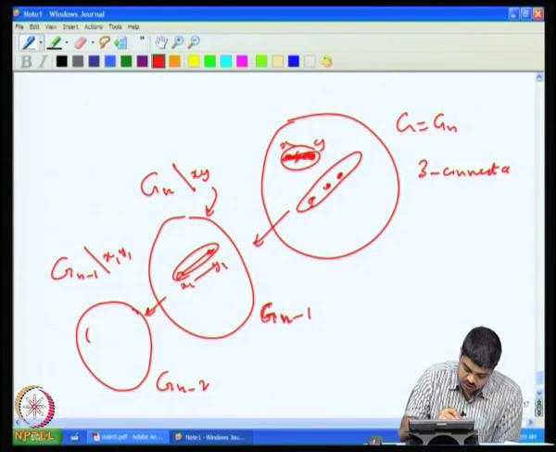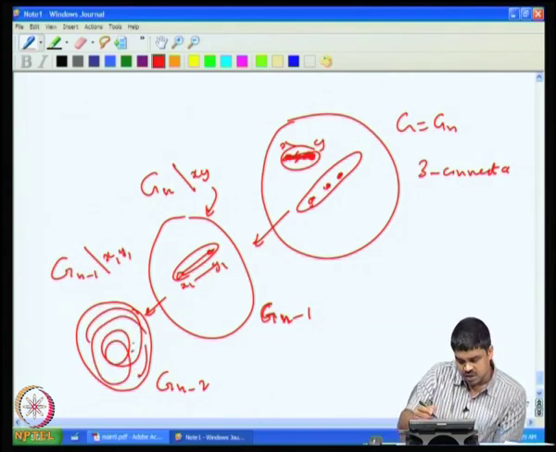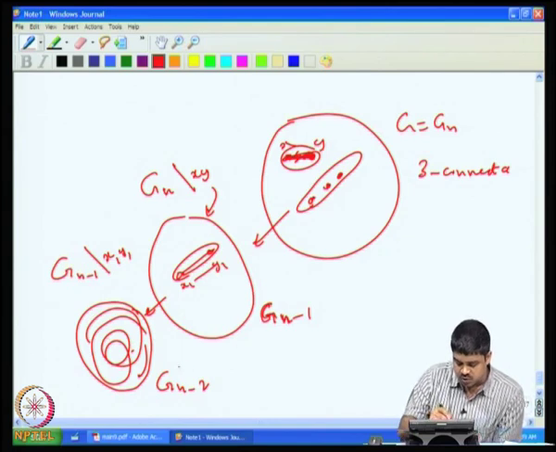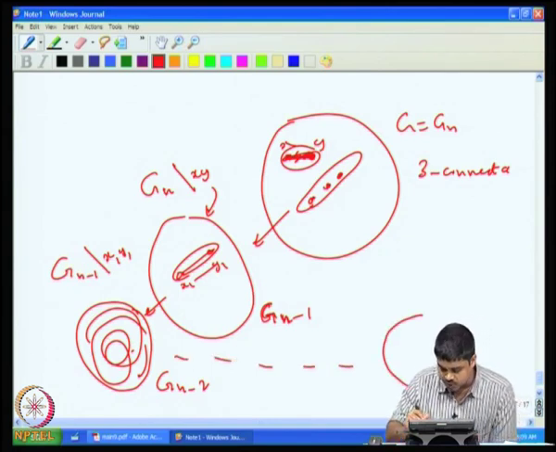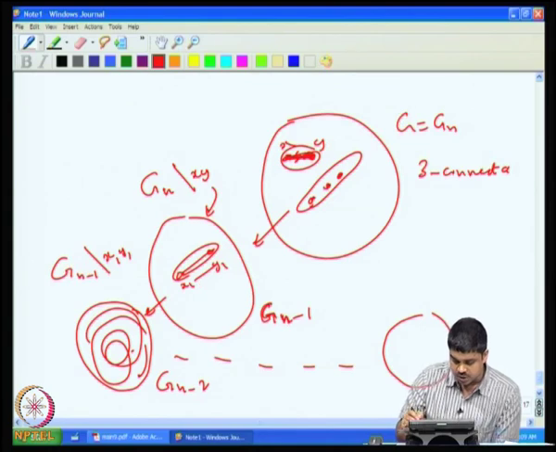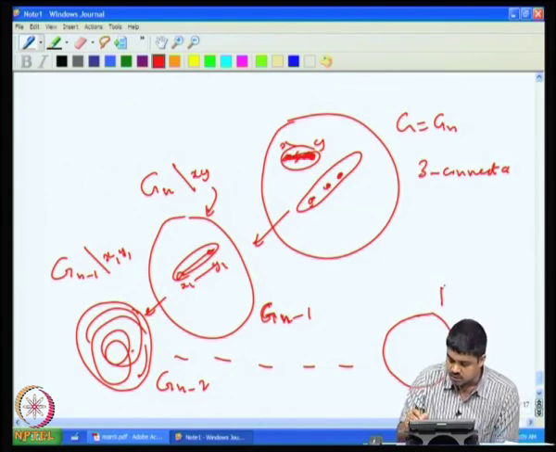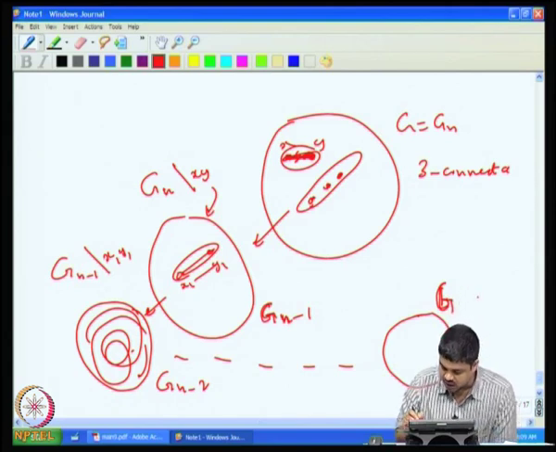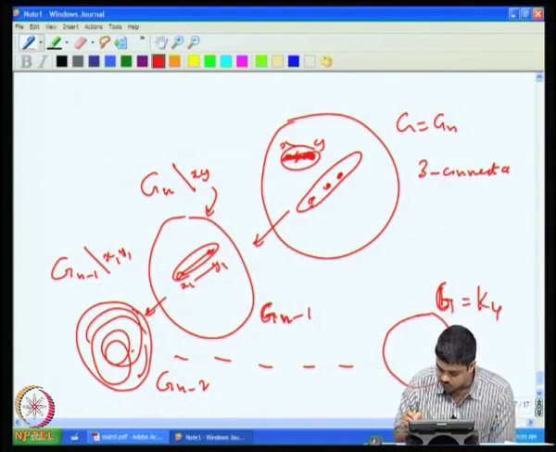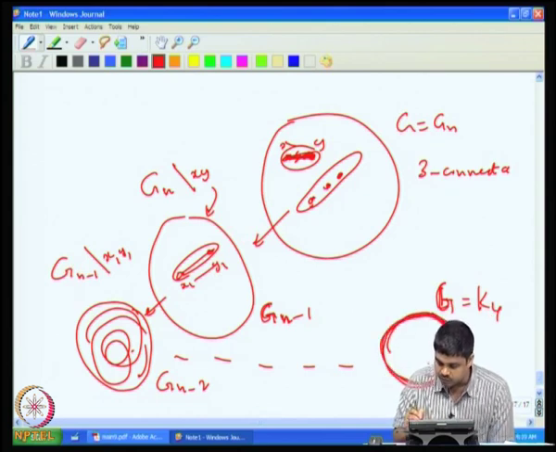So this graph will also be 3 connected, and you can keep on doing it, and finally, because every time you are reducing the vertices by 1, you end up with the beginning graph, which is essentially K4.